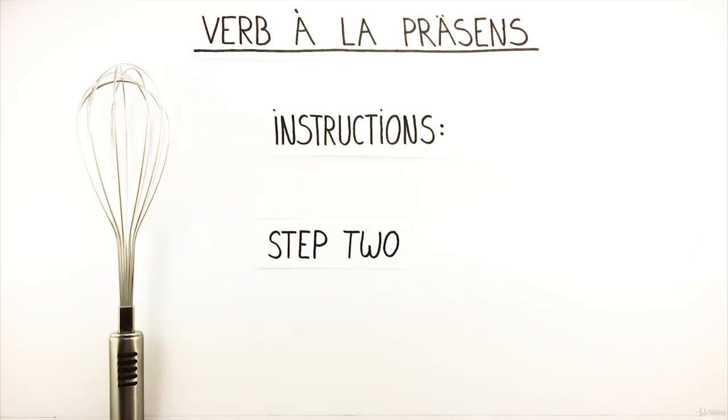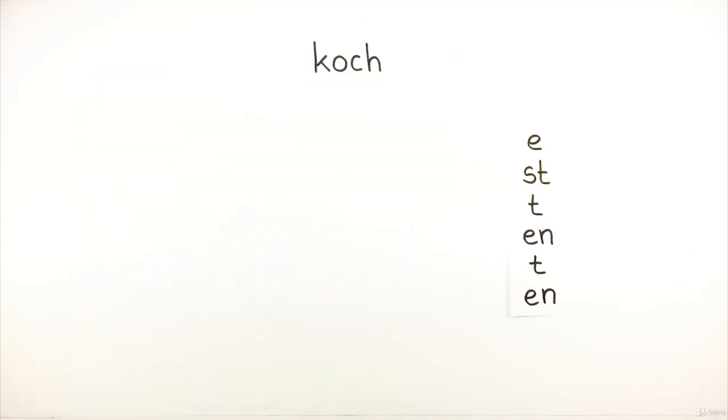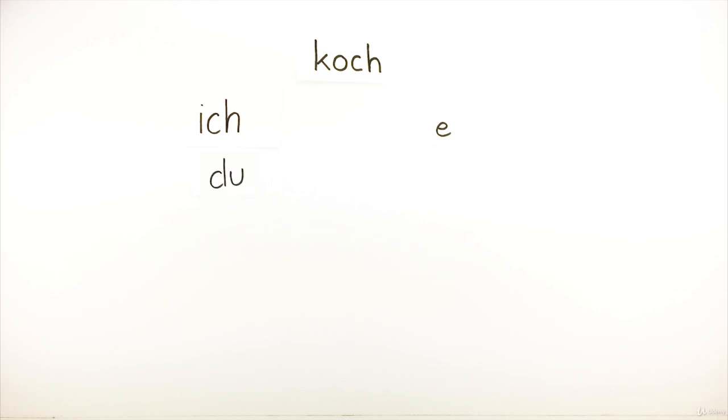Step 2. The verb cannot stay like this. It needs some endings. The endings for the present tense in German are E, ST, T, N, T, N. The best thing is to just learn them by heart. So ich, meaning I, likes to have his verb ending in E. Du, meaning you, will have a verb with the ending st. He, she and it, er, sie und es, like a simple T.